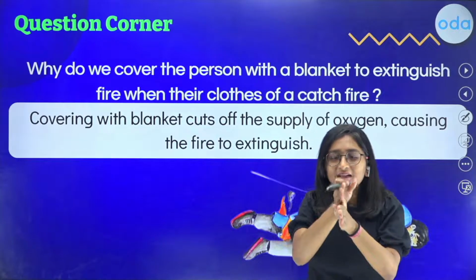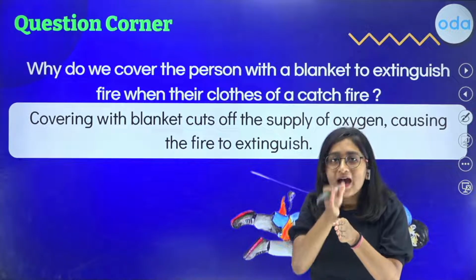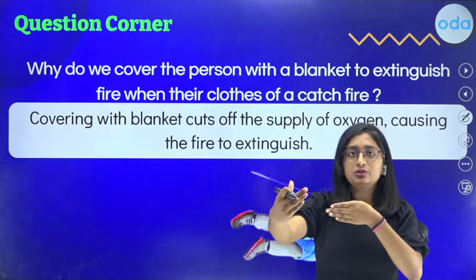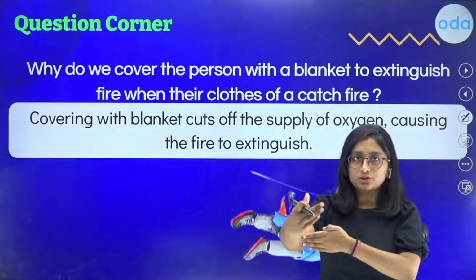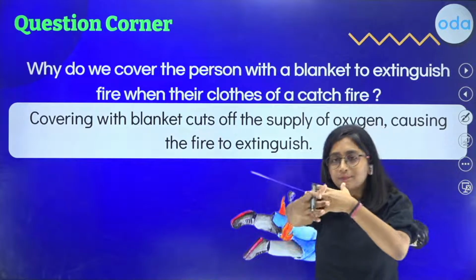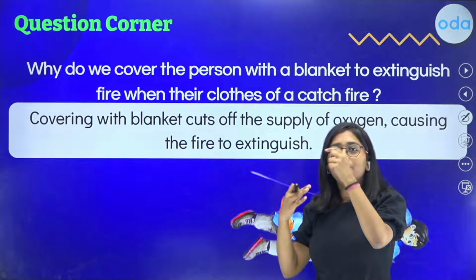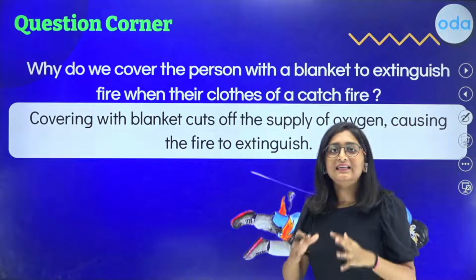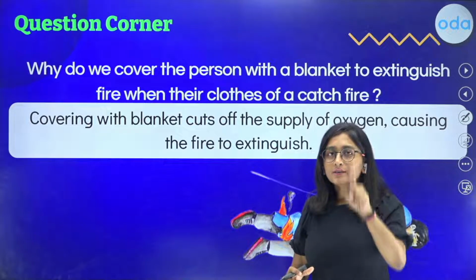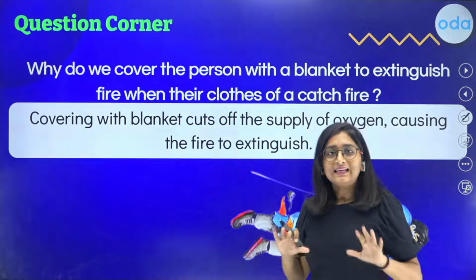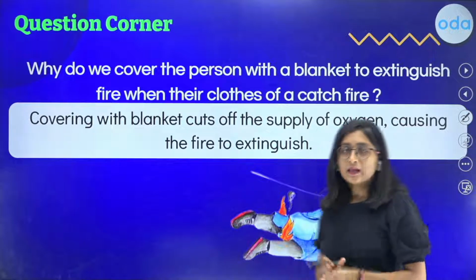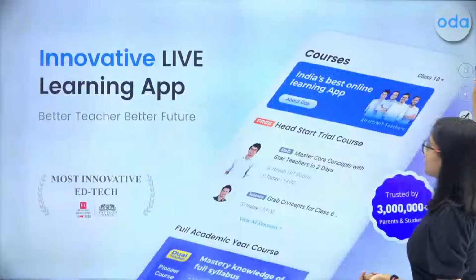Because the blanket is going to act like a barrier between the person or the cloth and the oxygen. It is going to cut the supply of the oxygen that is being attached between the cloth and that particular environment. And this says that if oxygen is not supplied, the combustion will get eliminated, and that is going to be the extinguishing of the fire. So yes, we have got the practical uses also.